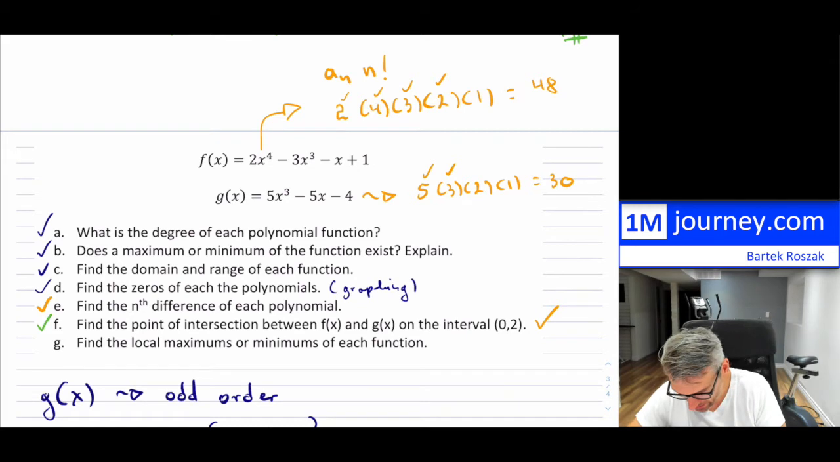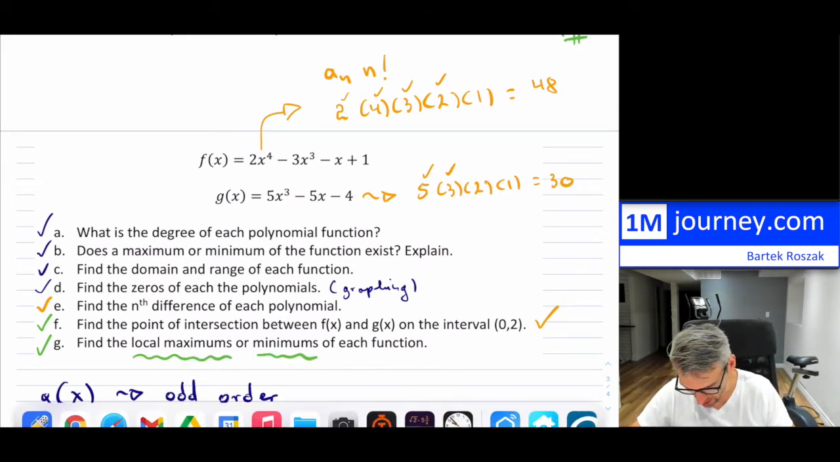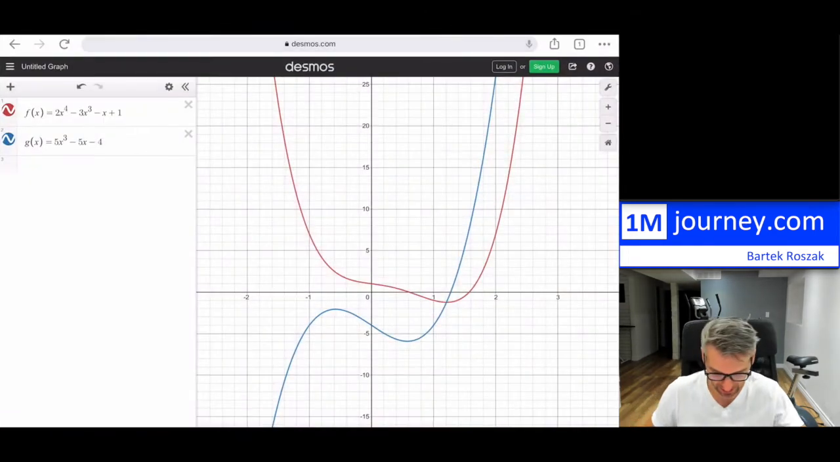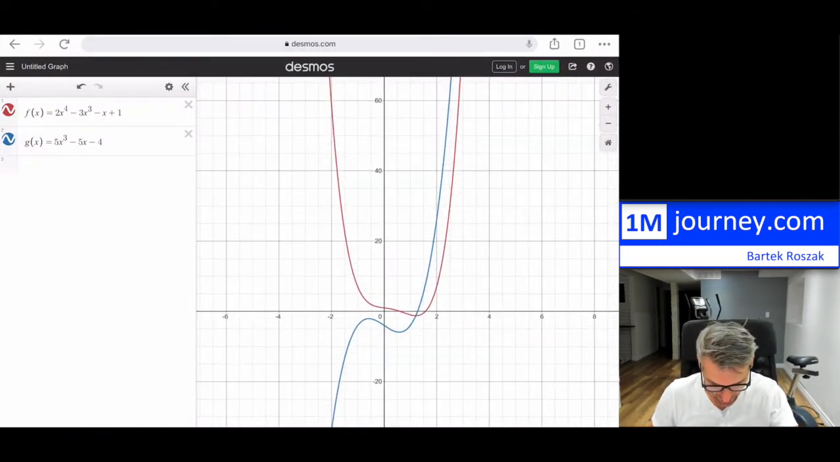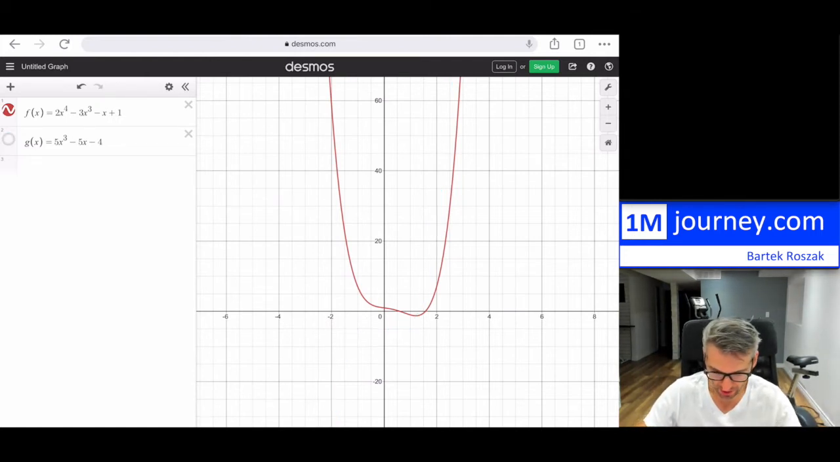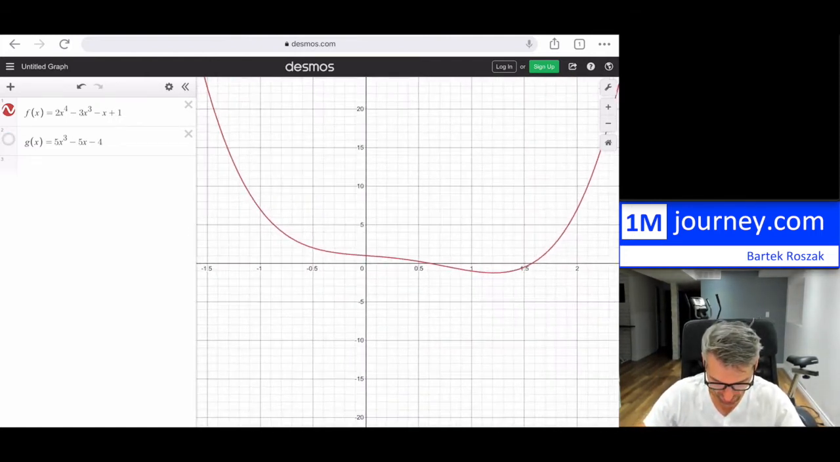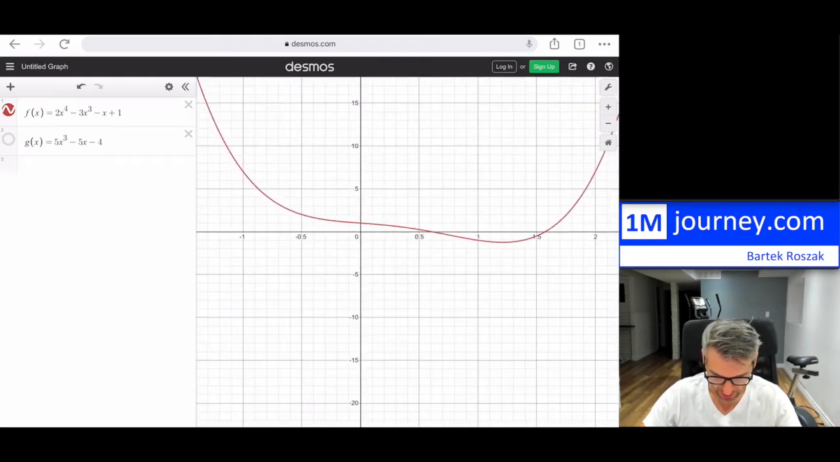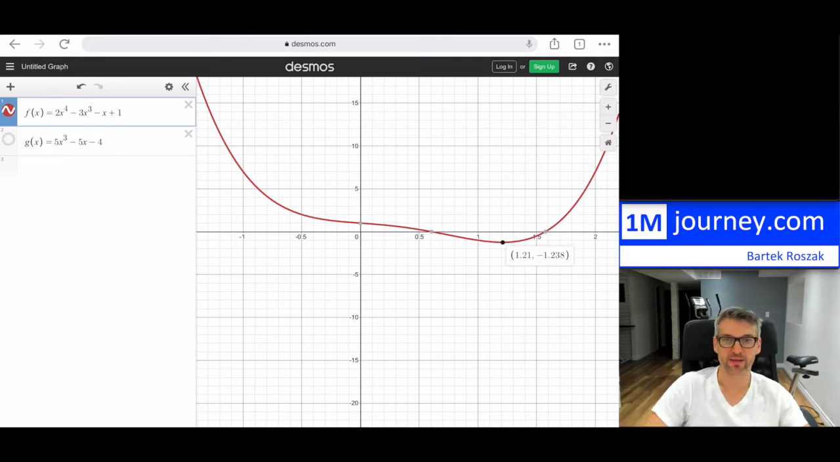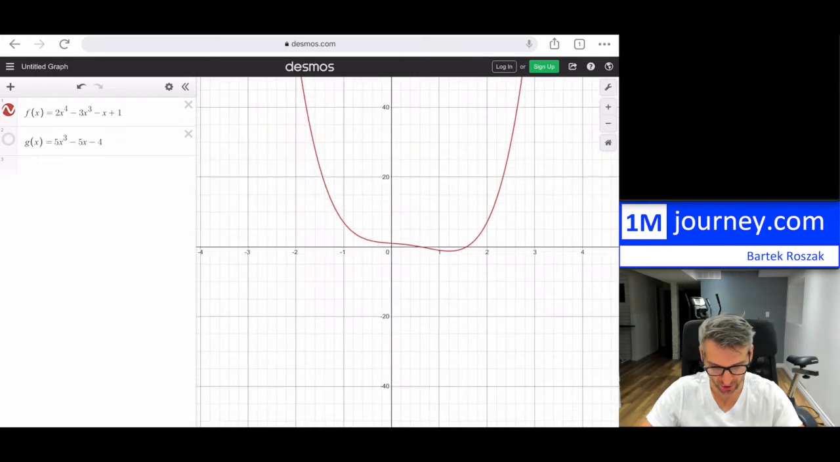Okay, the last one: find the local maximums or minimums of each function. So these are the local maximums and minimums. Let's take a look at the graph and then identify them. Are there any maximums or minimums within here? Let's do this one first. This one looks like there is not really a local one. This is an absolute minimum that we have, and there is really no local ones.